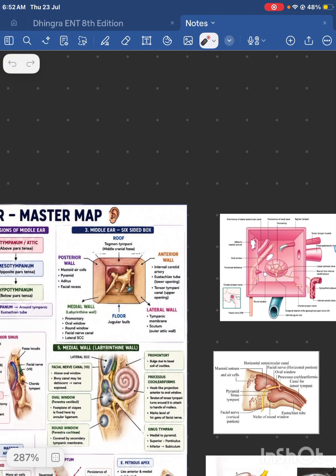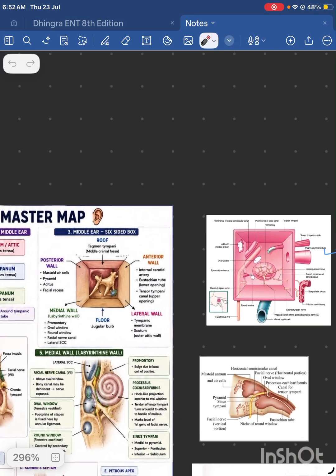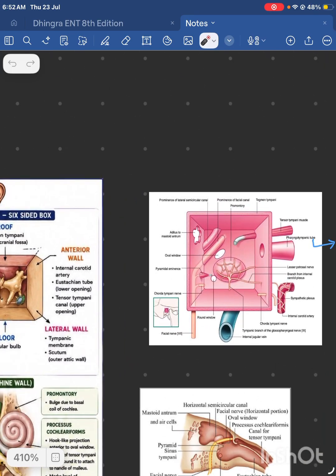Fair enough. Now let's go to the floor. On the floor, you can see this is the internal jugular vein. So you are finding a jugular bulb here. Clear. Now let's go to the lateral wall. The lateral wall you won't be able to see here, but it is basically what?